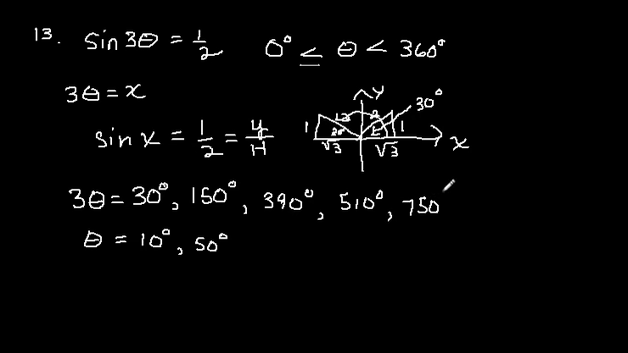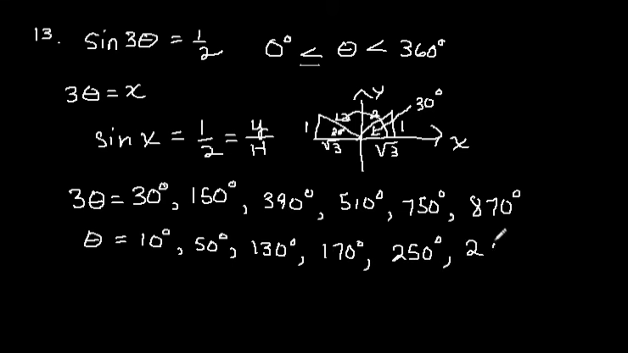750, we go around another time, that would be 720 plus 30. And then another time, 870. The only way I know this is if I kept dividing these by 3, we would get 130, 170, 250, and 290. And if we went any higher, this value would be bigger than 360. So that's how I know to stop.